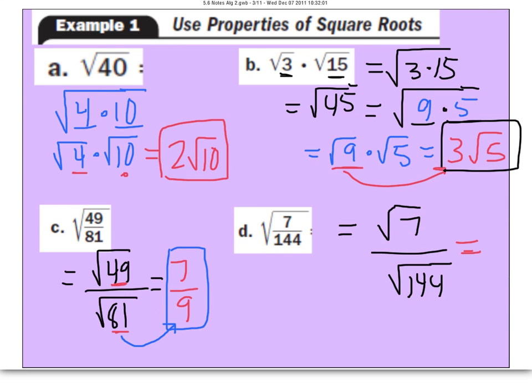The square root of 7 is not a nice whole answer, so I'm just going to keep it as the square root of 7. The square root of 144 actually is a number. There is a number that if I multiply it twice by itself, I get 144, and it's 12. What you would do again in the calculator is just type in the square root of 144 and it should kick back 12. And that is our final answer.